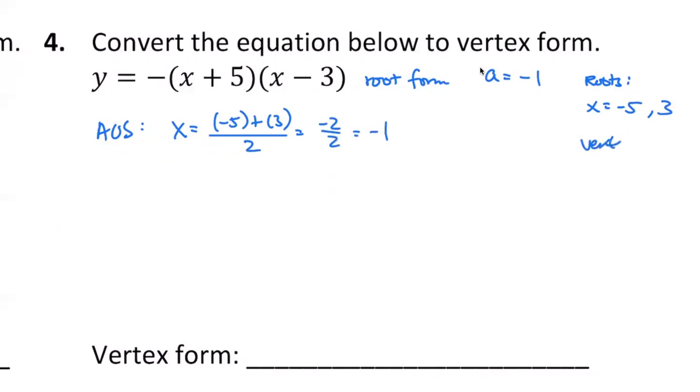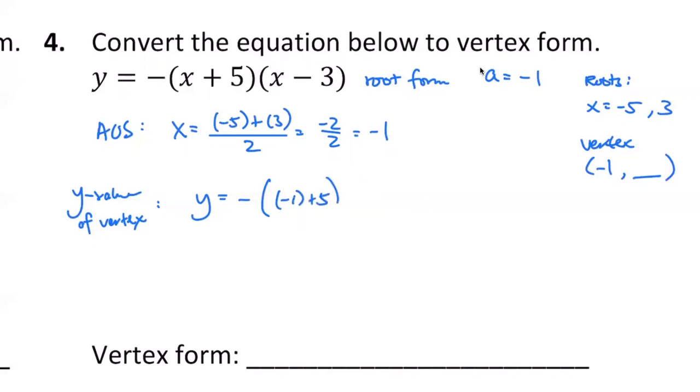So our vertex is going to be negative 1 comma something. Let's go ahead and find it out. The y value of the vertex is y equals negative, don't forget the negative, negative 1 plus 5 times negative 1 minus 3. So you get positive 4 times negative 4, which will give you negative 1 times negative 16, a total of positive 16. So that will be your vertex.